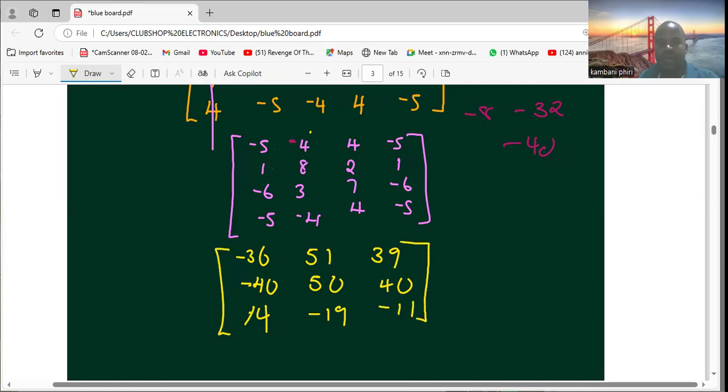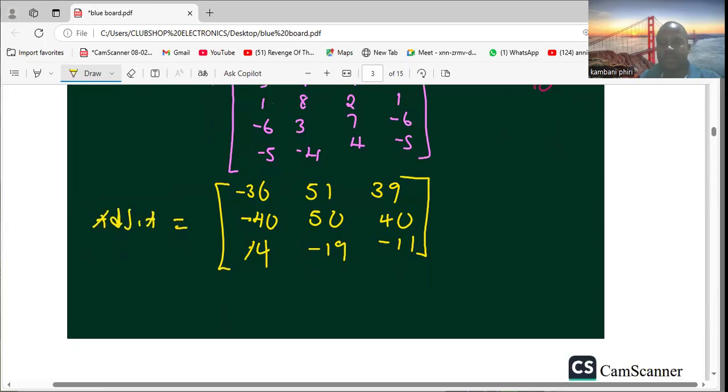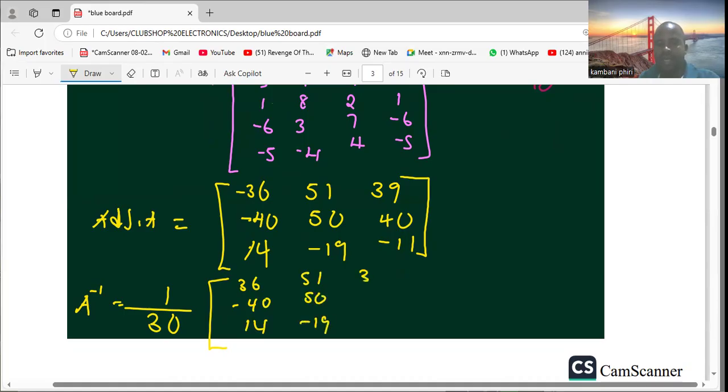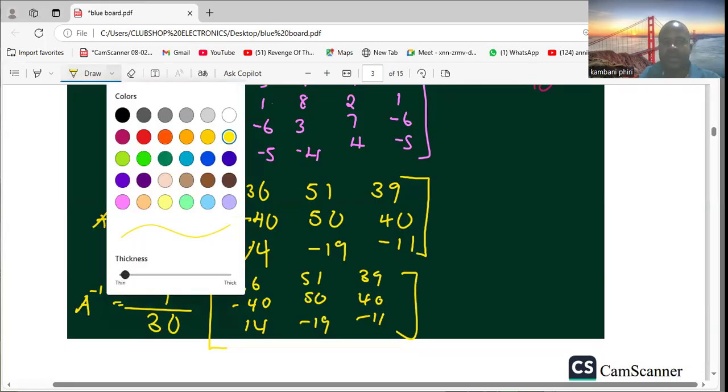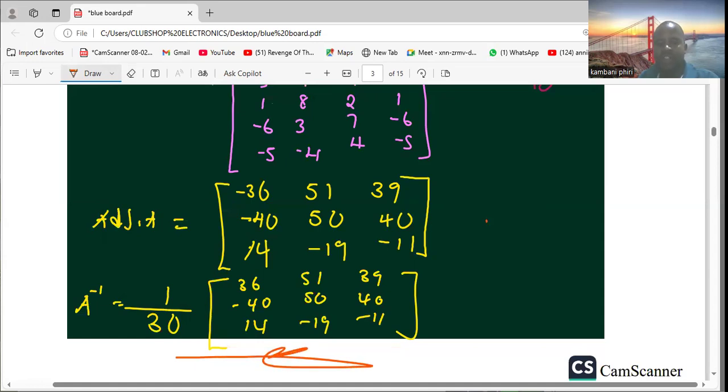You don't need to go very far. So our adjoint of A is that one. Meaning therefore that from the definition of the inverse, our A inverse will be equal to 1 divided by 30 times the matrix that we have found: 36, -40, 14, 51, 50, -19, 39, 40, -11. And this is your answer. All right. If you want, you can multiply, you distribute. But that is our answer by definition.